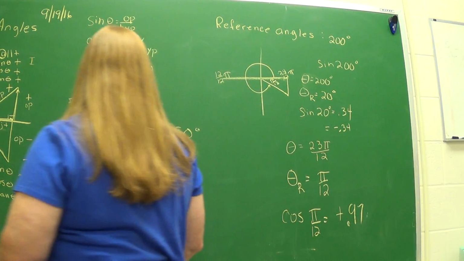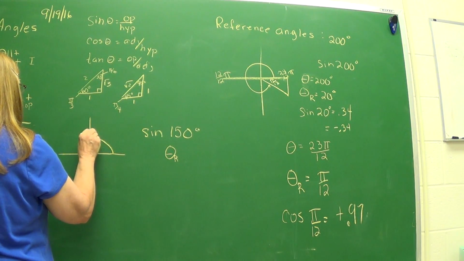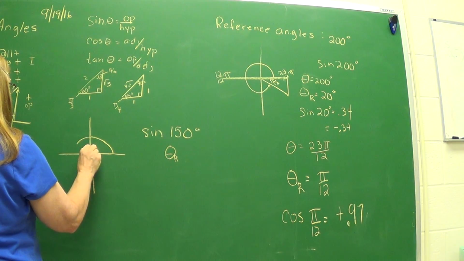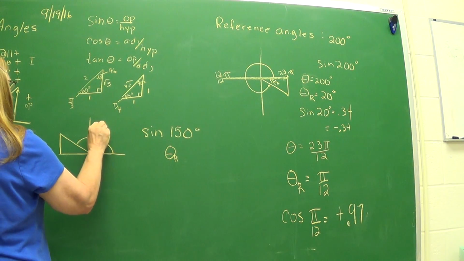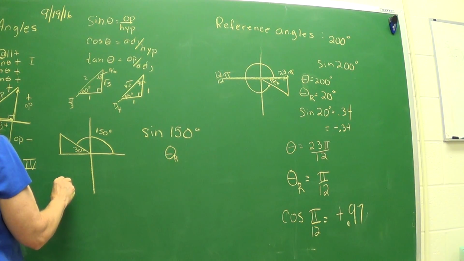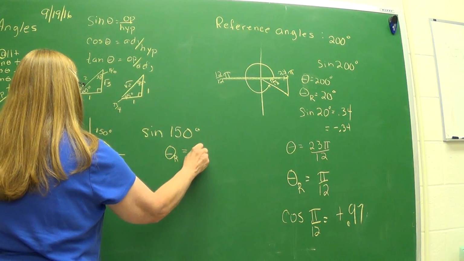Alright, so we have to sketch 150. So 150, we start here, this is 90. If I went all the way over here, it would be 180, but I'm going to stop at 150. So 150 is 30 shy of 180, so it must be 30 in my reference triangle. So the reference angle is 30.